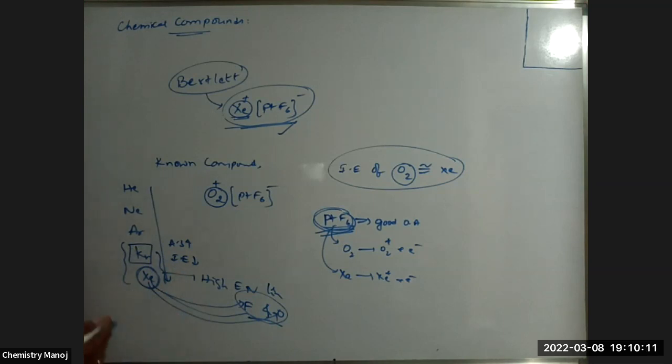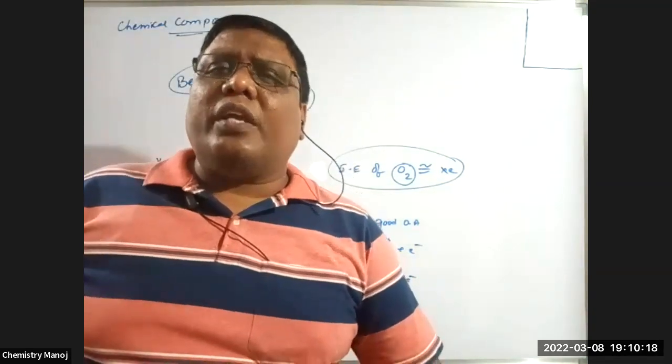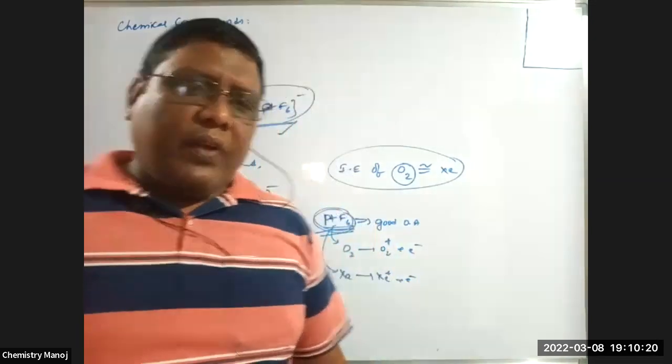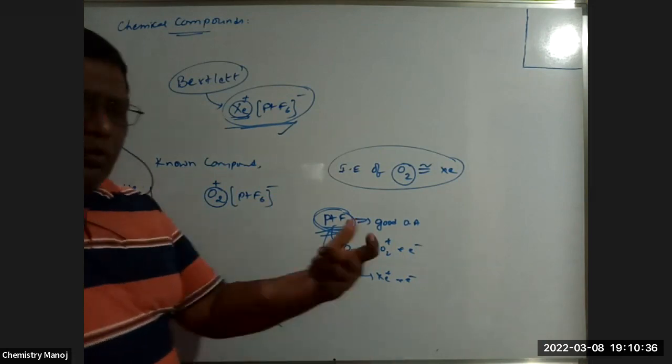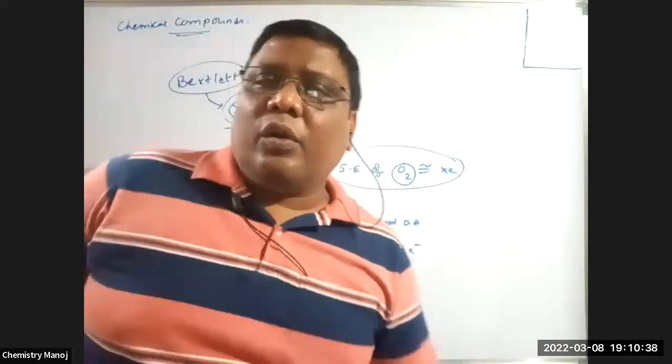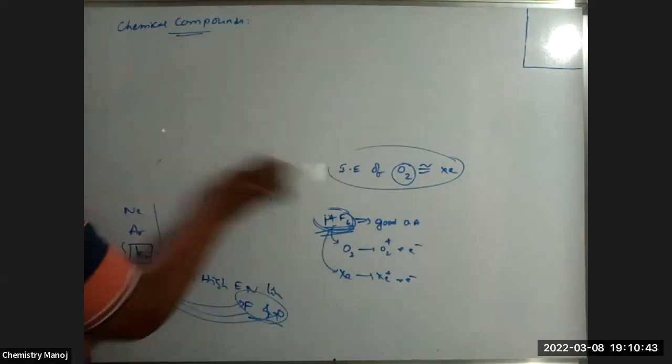Did you understand? Why can xenon form compounds only with fluorine and oxygen? Because of their very high electronegativity values. Because of the high electronegativity of fluorine and oxygen, they react with xenon. They are good oxidizers, and they can oxidize xenon. Now, compounds of xenon.